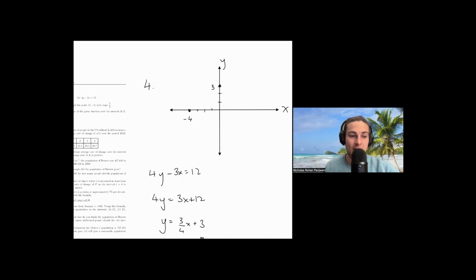And now let's just get our line tool, and we're going to connect these 2 points, extend the arrows onwards and backwards. And that is the graph.